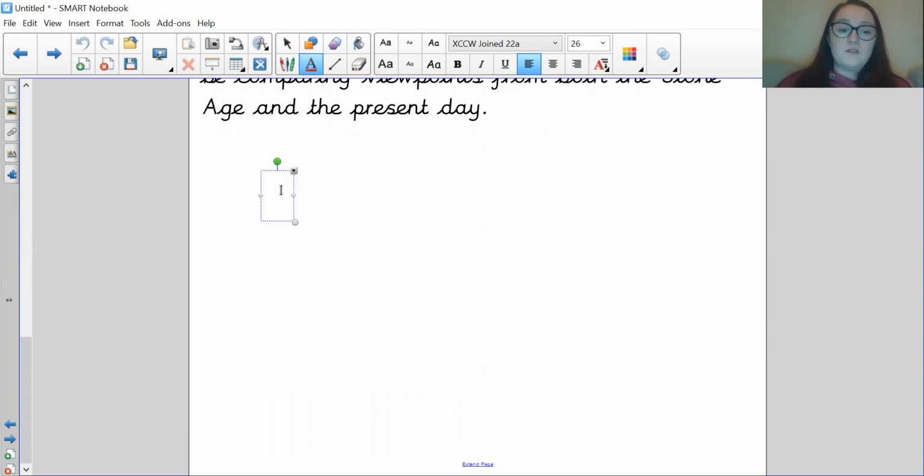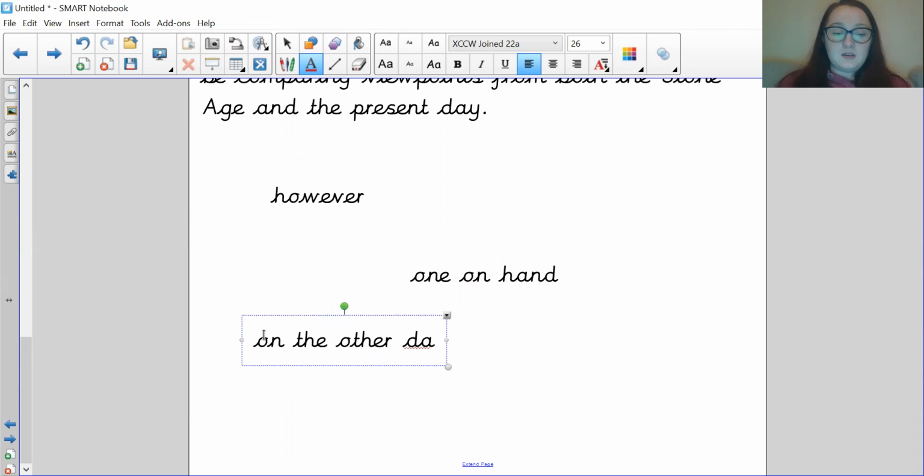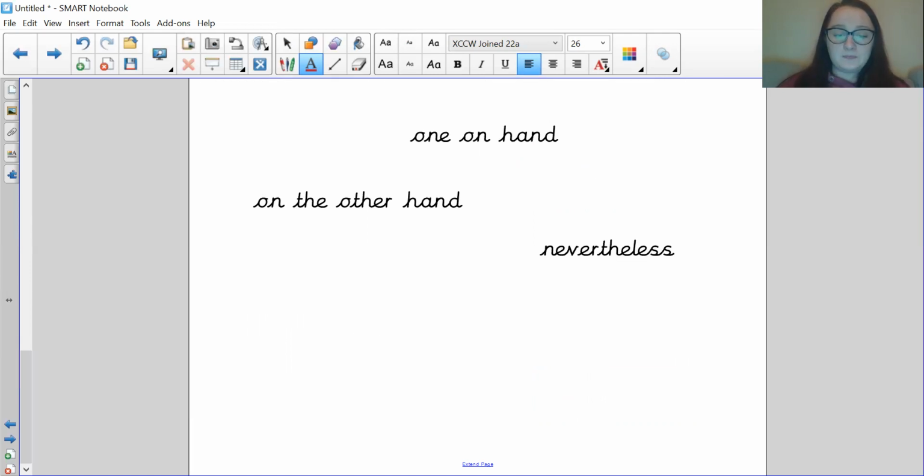So on the rest of the work, we can look at some of those words to help us structure our paragraphs. Okay, so we could have, however, we could have on one hand. Following on from on one hand, you could have on the other hand. You could have, oh, this is a posh one. I don't think we've looked at this one. Nevertheless, so that's like comparing as well. You could have firstly. Now I put firstly with a capital letter because you normally start a sentence with firstly and then you put a comma. So I'll put that on there as well.